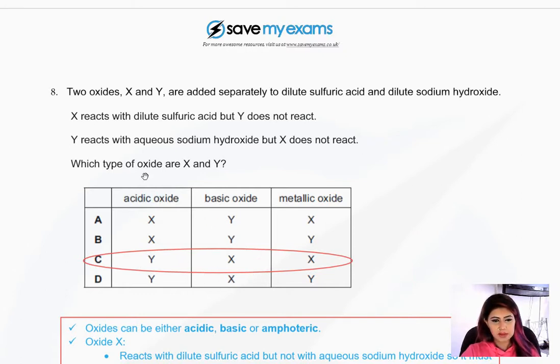What type of oxide are X and Y? Okay, so metallic oxide. So metals would be basic. So I would say if X is basic, then X would be metallic oxide. It's a bit similar, metallic oxide and basic oxide, because metals are the ones which form the basic oxide. So that was slightly tricky, but if X is a basic oxide, then X should be metallic oxide because metals form basic oxide.